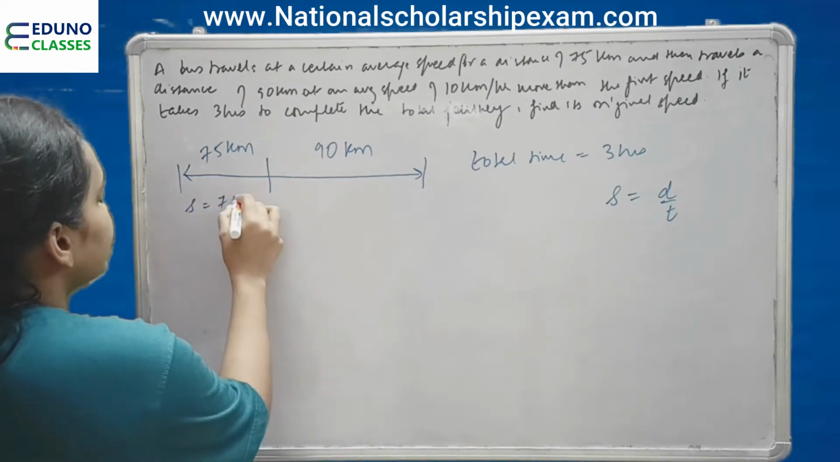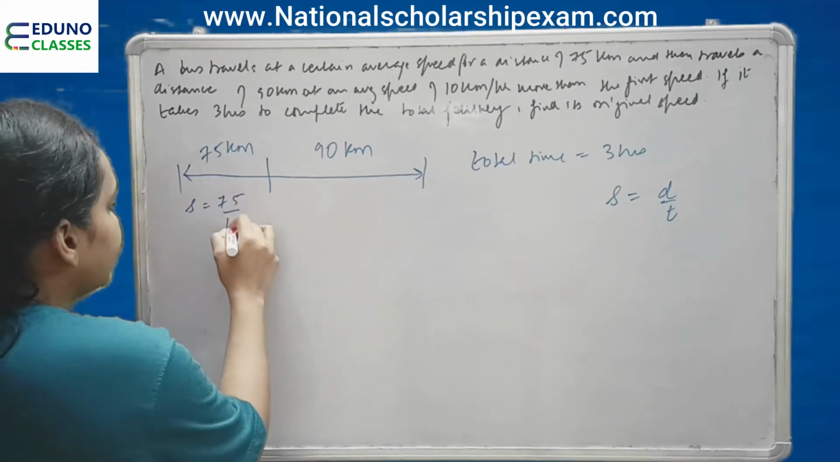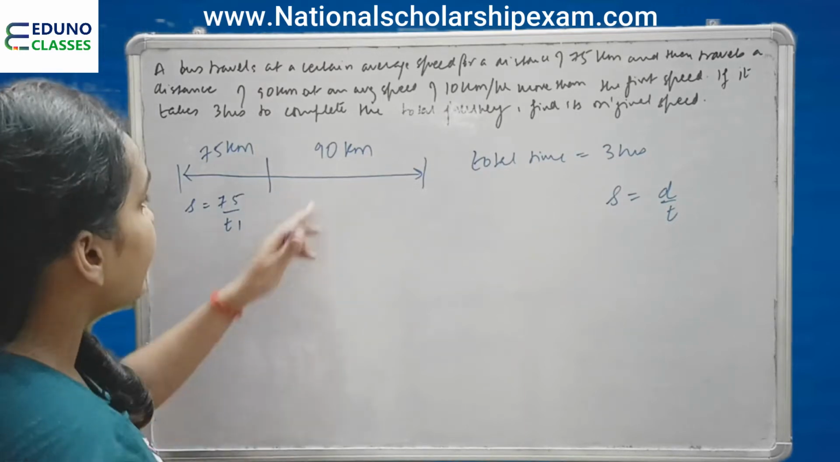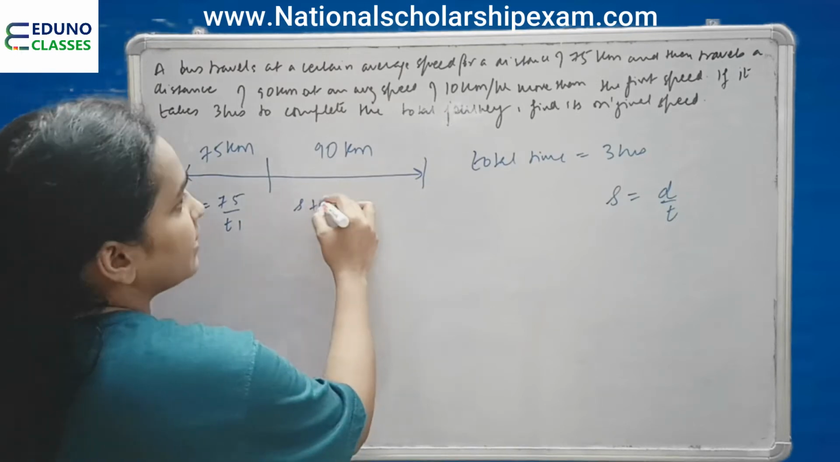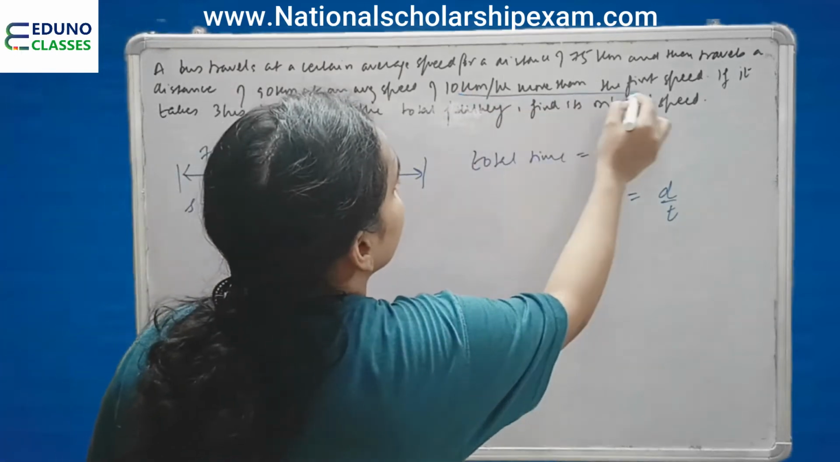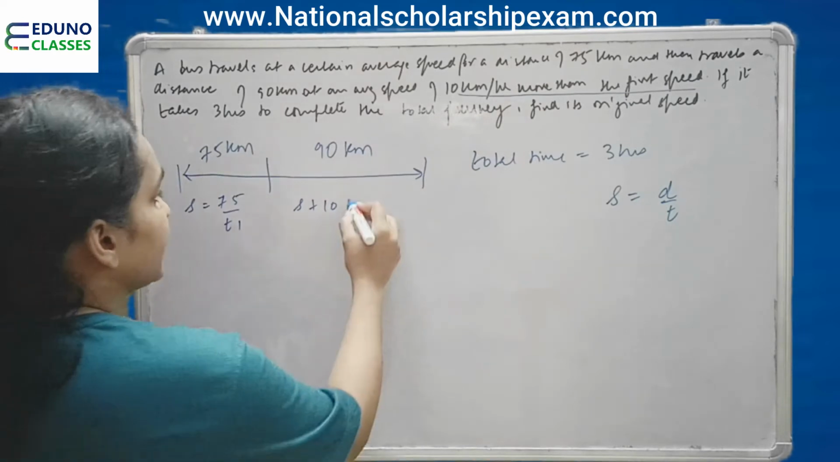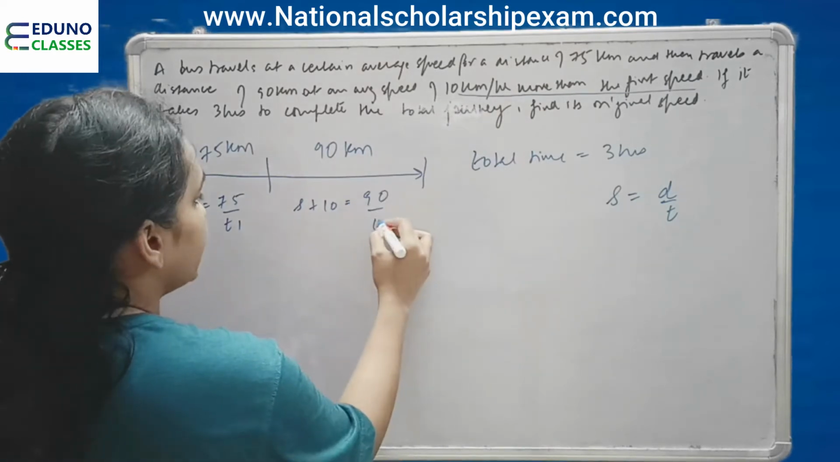S is equal to 75 by T1. Okay. And then 90 km has a speed 10 more than the previous one. Here it says 10 km more than the first speed. So S plus 10 is equal to 90 upon T2.